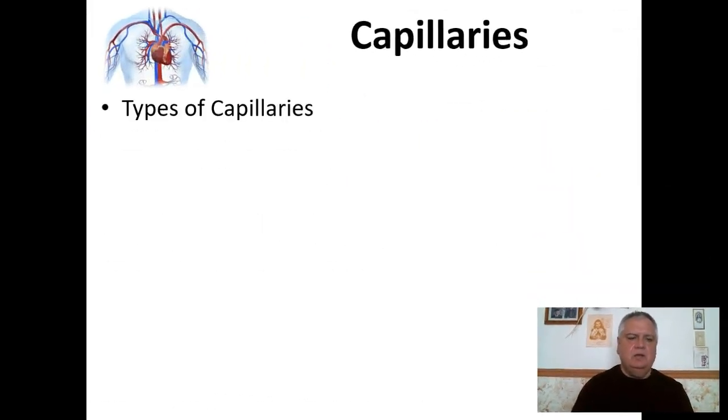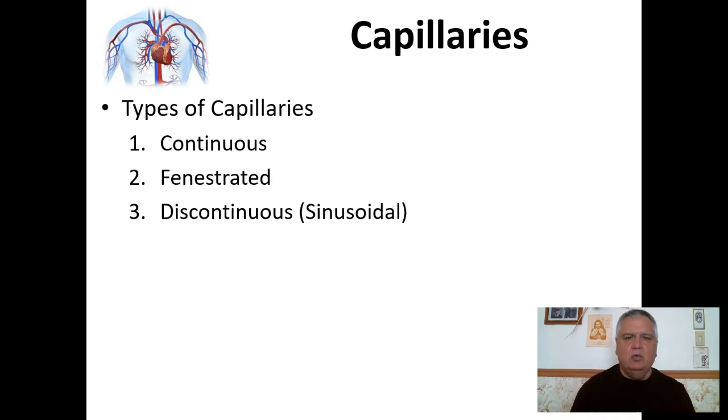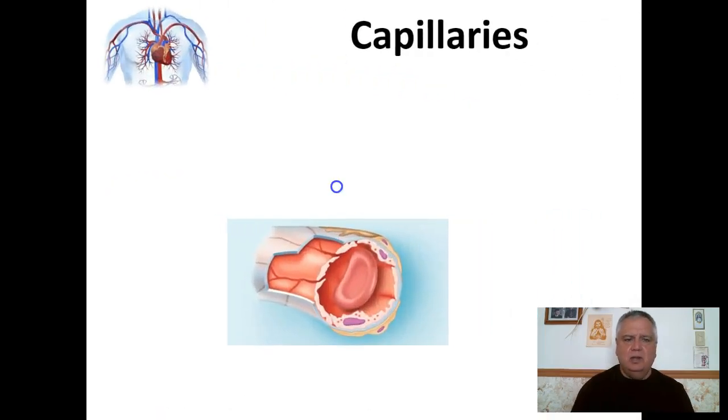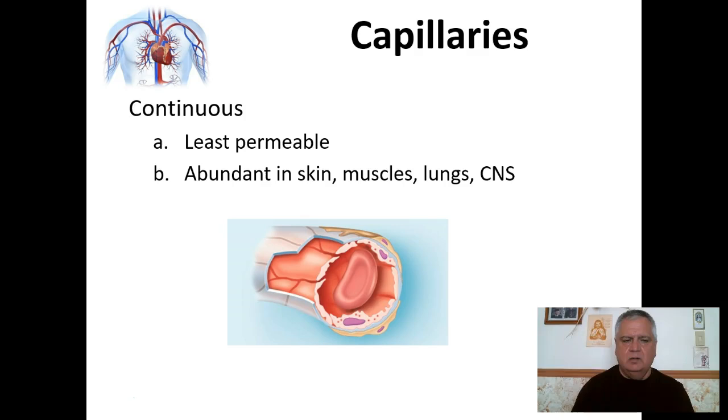Now, whenever we look at these capillaries, we actually have three major types of capillaries, and we're going to briefly take a look at those. The three types of capillaries are continuous capillaries, fenestrated capillaries, and discontinuous or sinusoidal capillaries. So let's take a look at each of these and see what the differences are between them. First of all, we take a look at continuous capillaries. These capillaries are the least permeable capillaries in the body and in the tissues.